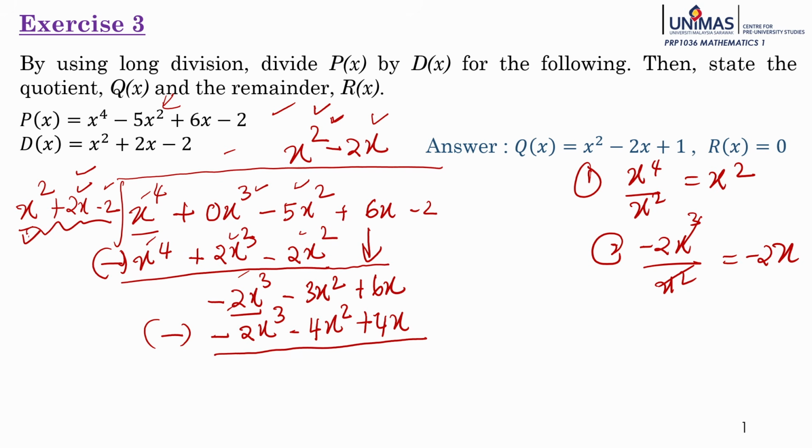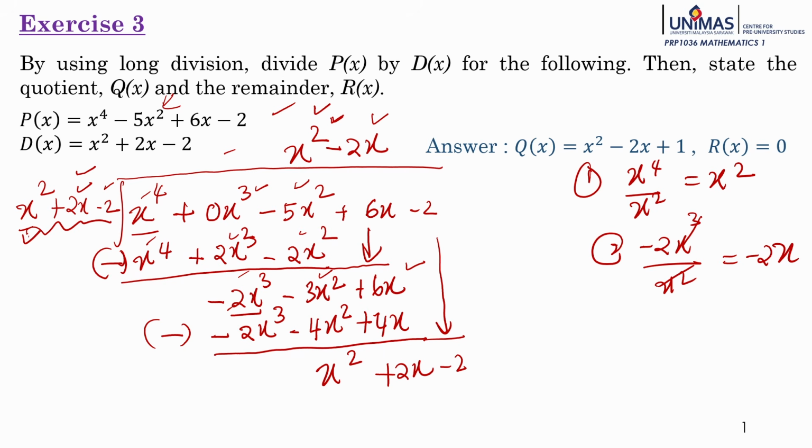And then this one, negative 3x squared minus negative 4x squared means plus. We can get x squared, right? This one, 6x minus 4x, we get 2x. And then put down negative 2.